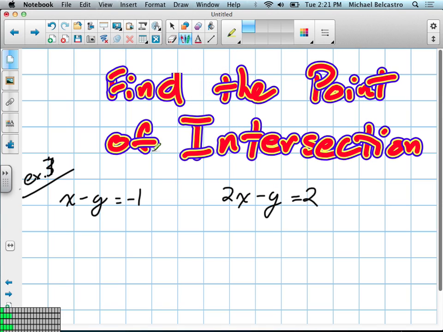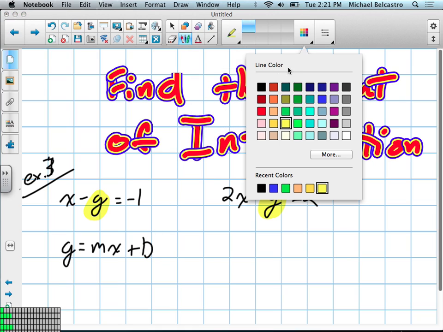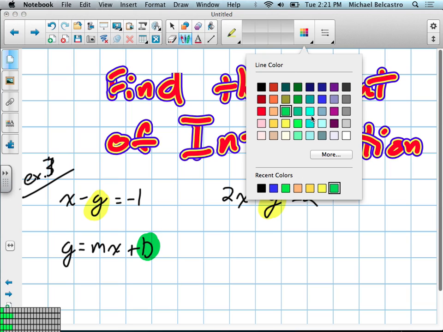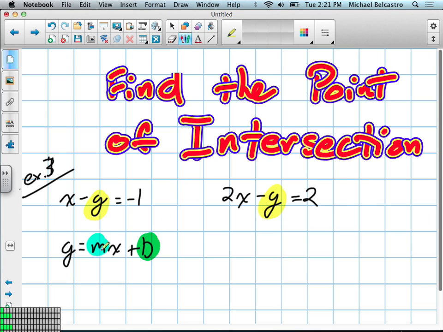Okay. And what we need to do in order to do this is we need to set both equations equal to y. And the reason for this is because we're used to looking at an equation in this form, y is equal to mx plus b. Okay? What does b stand for? Y-intercept. And what is our m? Slope. And what is x? The variable. Good. And y? Y is what it's equal to. Yes. Good. Very good.